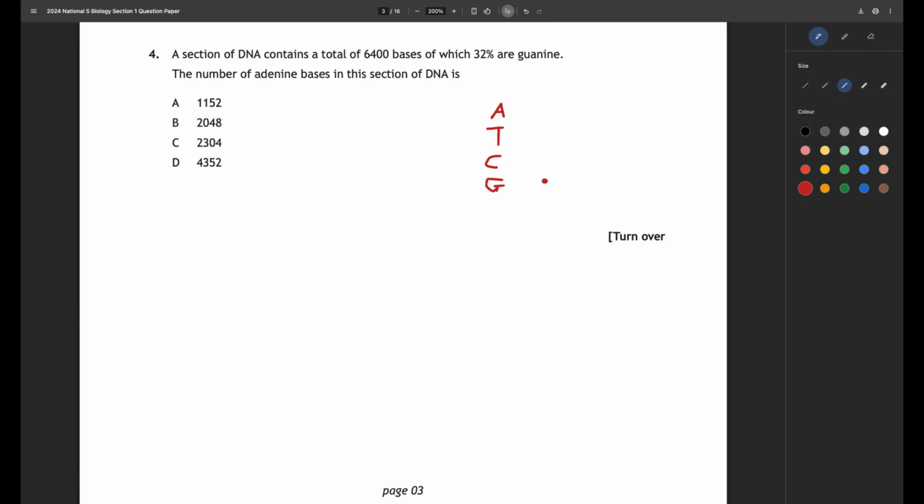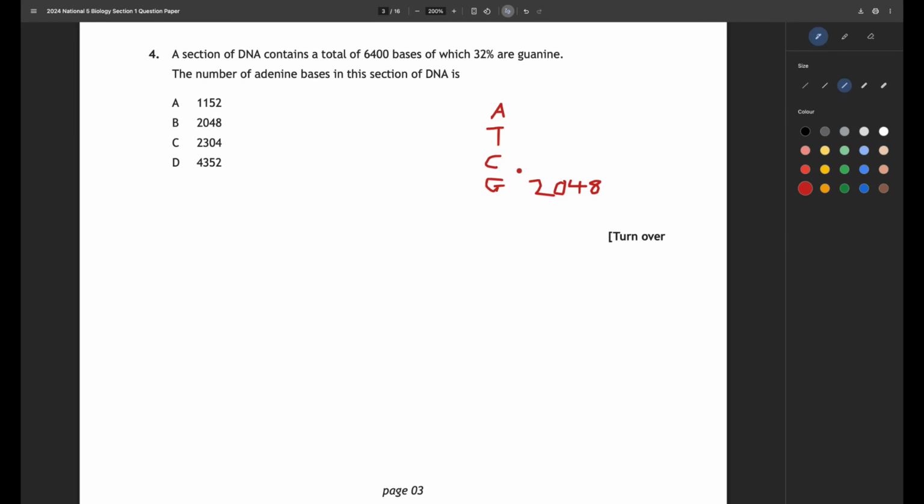Okay, so if there's a total of 6,400 and 32% are guanine, first of all, let's work out what 32% of 6,400 is. That's 2,048. Okay, and we can do that by multiplying 6,400 by 0.32, 32% as a decimal is 0.32. So 6,400 times 0.32 will give us 2,048.